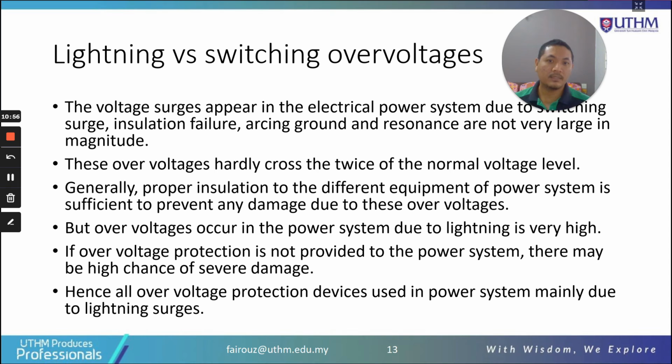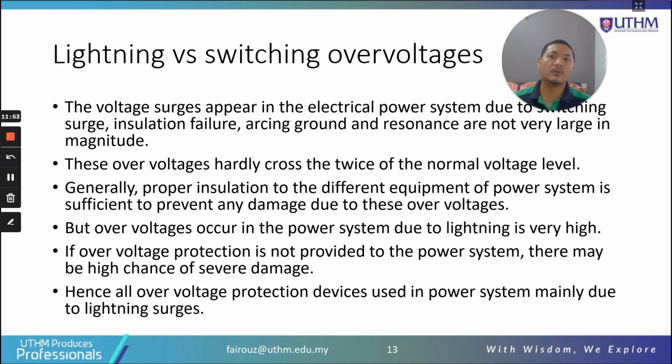But overvoltages that occur in the power system due to lightning are very high. If overvoltage protection is not provided to the power system, there may be a high chance of severe damage. Hence, all overvoltage protection devices in the power system are mainly for lightning surges. We have discussed that we have lightning and switching overvoltages in the system. However, lightning overvoltages are very severe and can cause severe damage. They have high magnitude, so that's why when we study overvoltage protection devices in the power system, it is mainly because we want to protect from lightning surges.